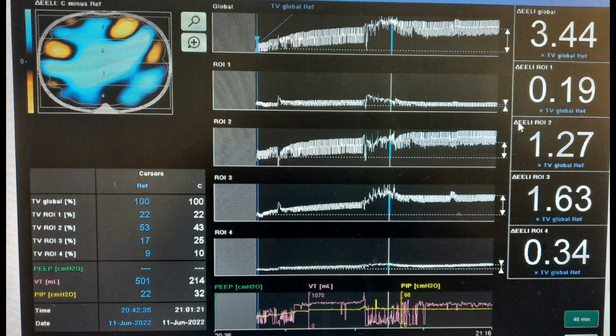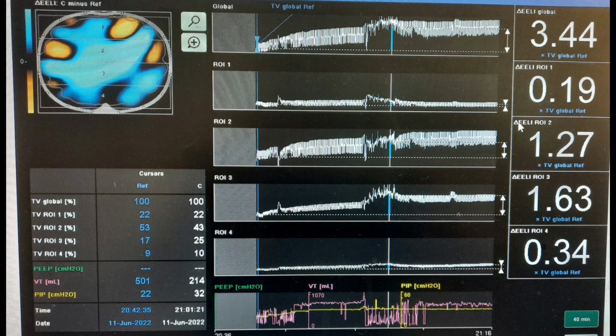So the global increase in functional residual capacity when going from a P high of 20 to a P high of 30 was 1,723. When we multiply the 0.19, which is ventral, that's 95 cc's of increased aeration at the end of expiration. The mid-ventral is 1.27. We multiply that by 501, and we get an increase in the mid-ventral region of 636 milliliters. The mid-dorsal, multiply 1.63 times 501 also. We have an increase of 816 mLs.